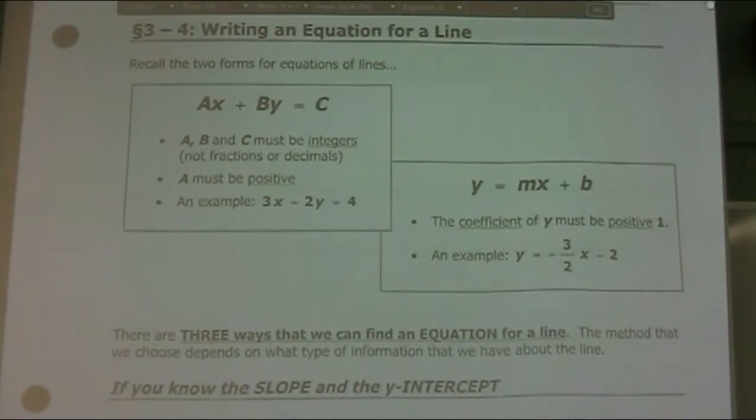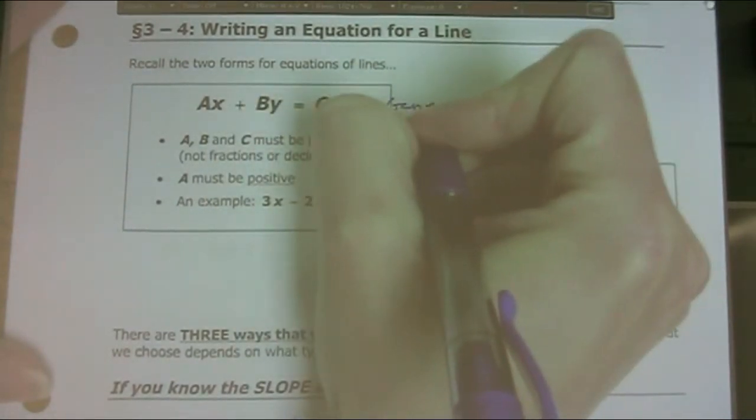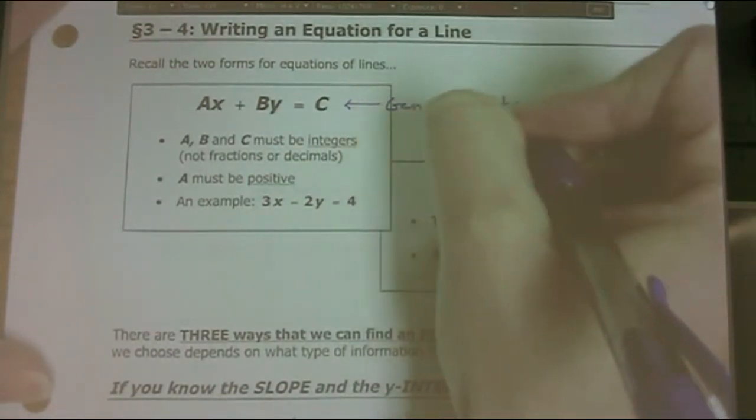Today we're going to talk about writing equations for lines. And to start, let's remember the two forms of equations that we learned, and one was general form, which is also called standard form, so general or standard form.